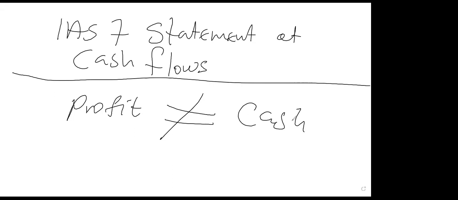So the statement of cash flows is a statement that we prepare to reconcile the difference between profit and cash. Profit and cash are not going to be the same because of the accounting model that we use. The accounting model will always create a difference between profit and cash, and to reconcile them, we need the statement of cash flows.